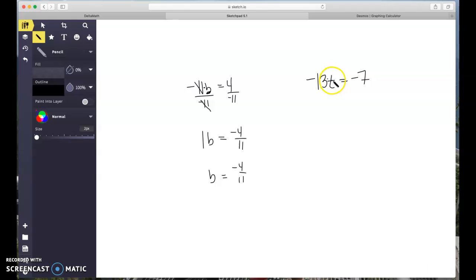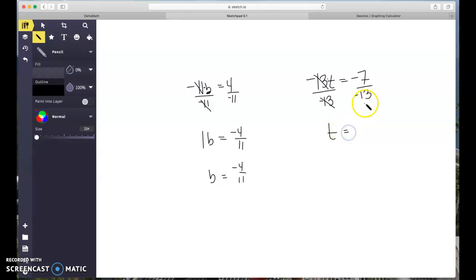Well, it's attached by multiplication. The inverse of multiplying, or the opposite of multiplying, is dividing. So that's what I want to do to both sides of my equal sign. I'm going to divide both sides by negative 13. And I know negative 13 divided by negative 13 leaves me with 1t.